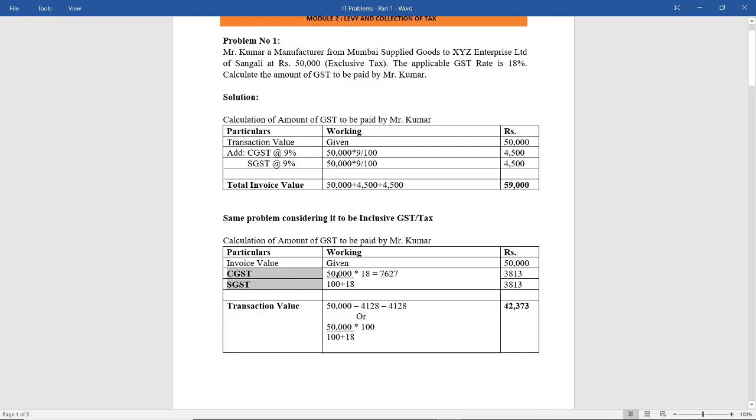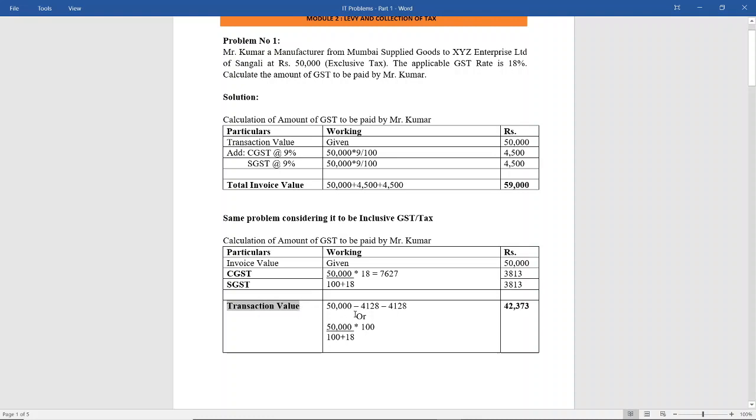We know that it is amount inclusive of GST divided by 100 plus rate of GST, into the rate of GST. So you get 7,627. Now, since the sale is taking place within the state, 50% of this amount goes to CGST and 50% of this amount goes to SGST. So 50% of 7,627 is 3,813.